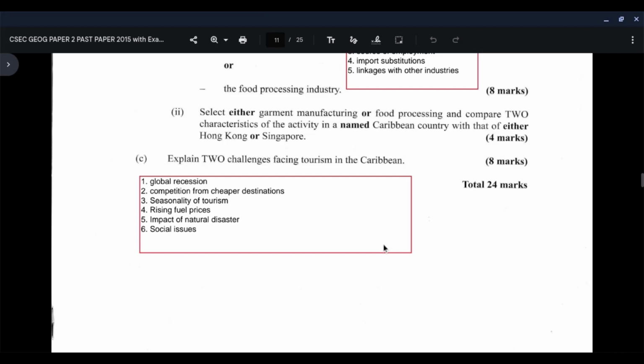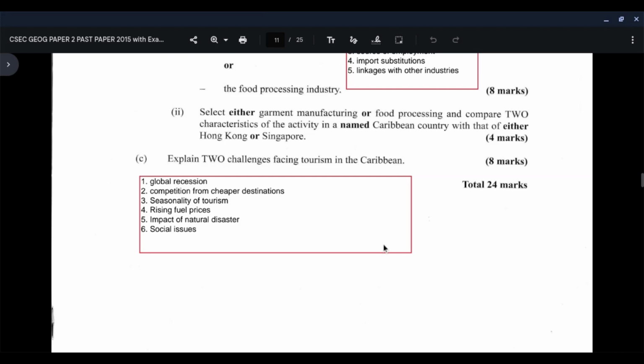Natural disasters damage a lot of the natural features that tourists usually enjoy when they come to the Caribbean. So this plays another significant role in the challenges that the tourism industry faces. Rising fuel prices: the fact that fuel prices are consistently rising makes it more expensive for the Caribbean to accommodate tourists.